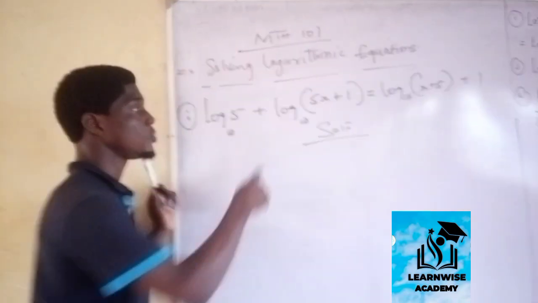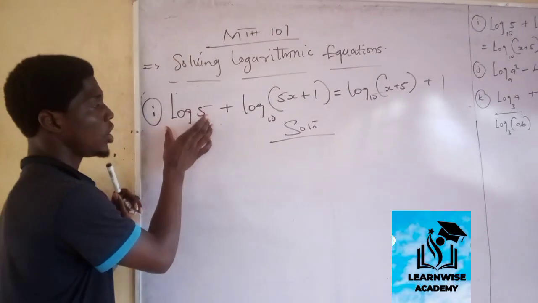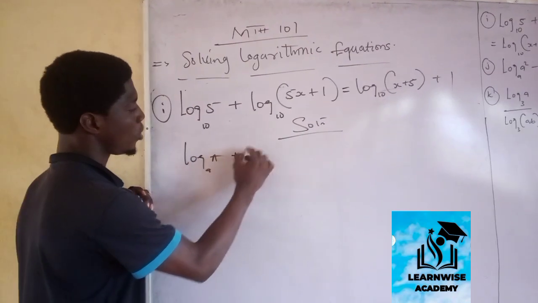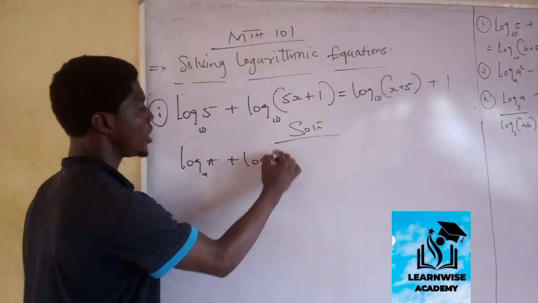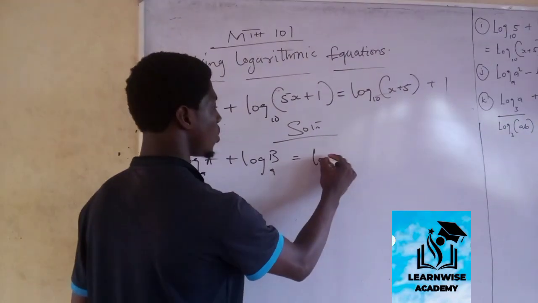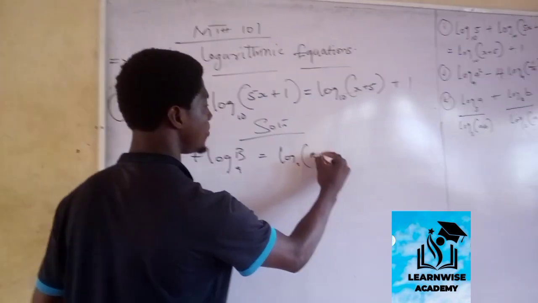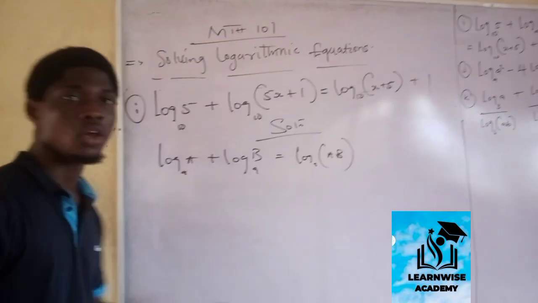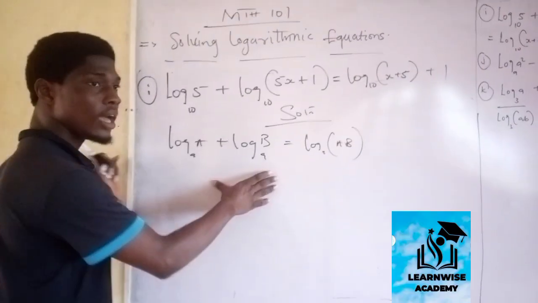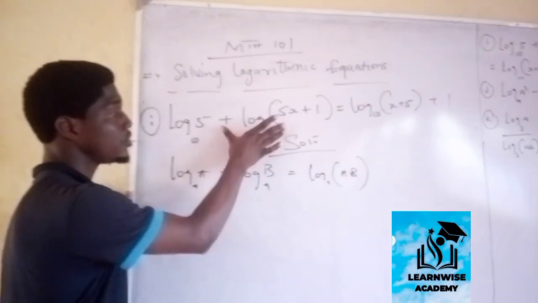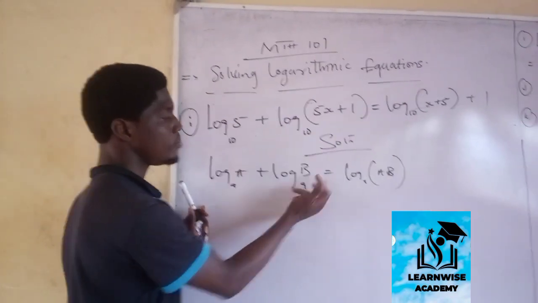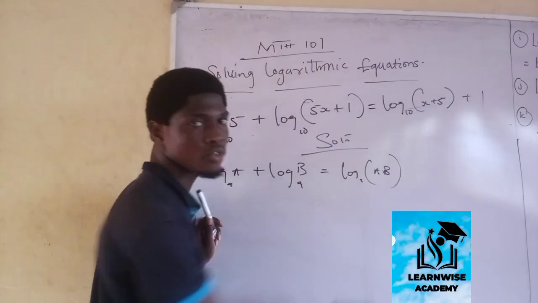One of the laws of logarithm, which is the addition law, says that if we have log_A of A plus log_A of B, it is equal to log_A of (AB). So this is the addition law of logarithm, and we are going to apply it here.